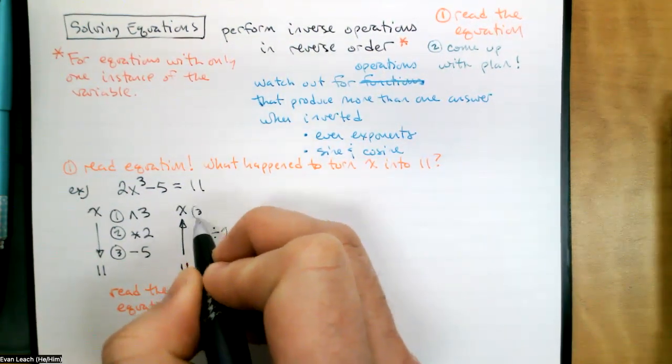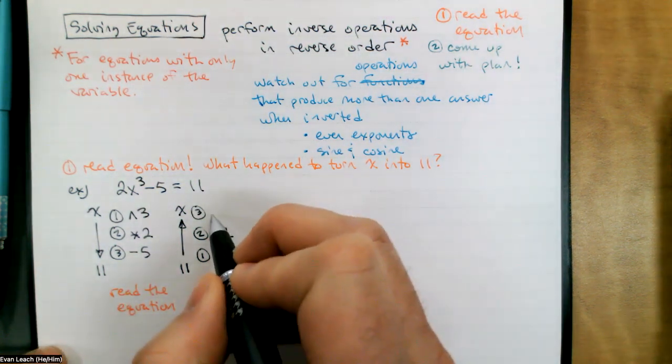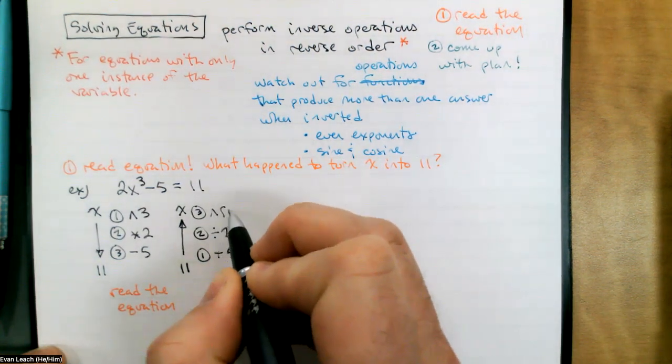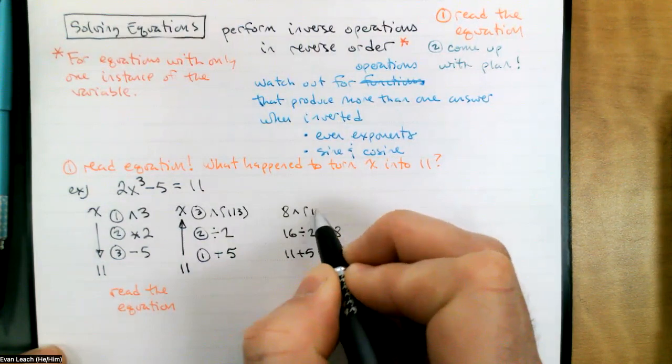And the third thing: the first thing that happened to X is it was raised to the third power, so I have to invert that. The inverse of an exponent is a reciprocal exponent, so we're going to raise to the 1/3 power. So I'll take the 8 and raise it to the 1/3 power.